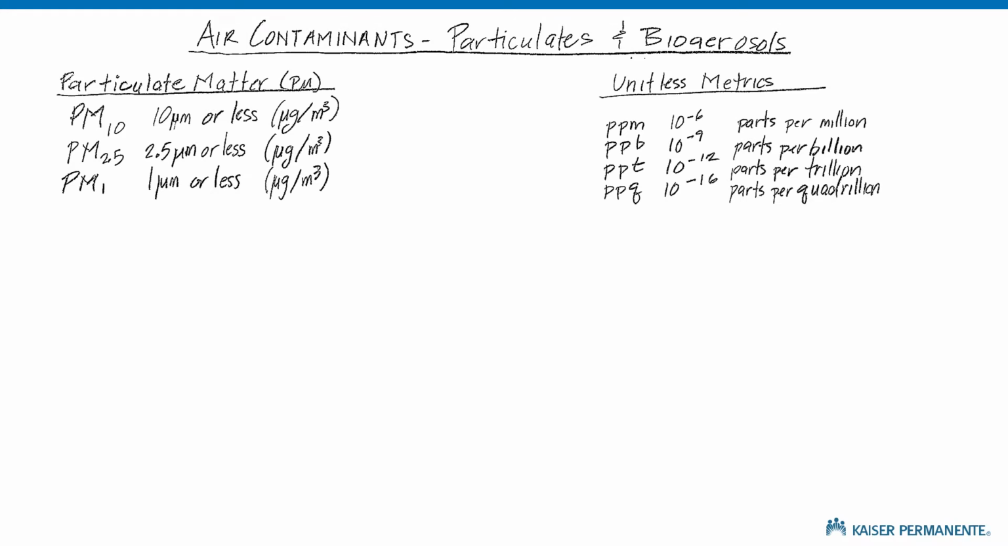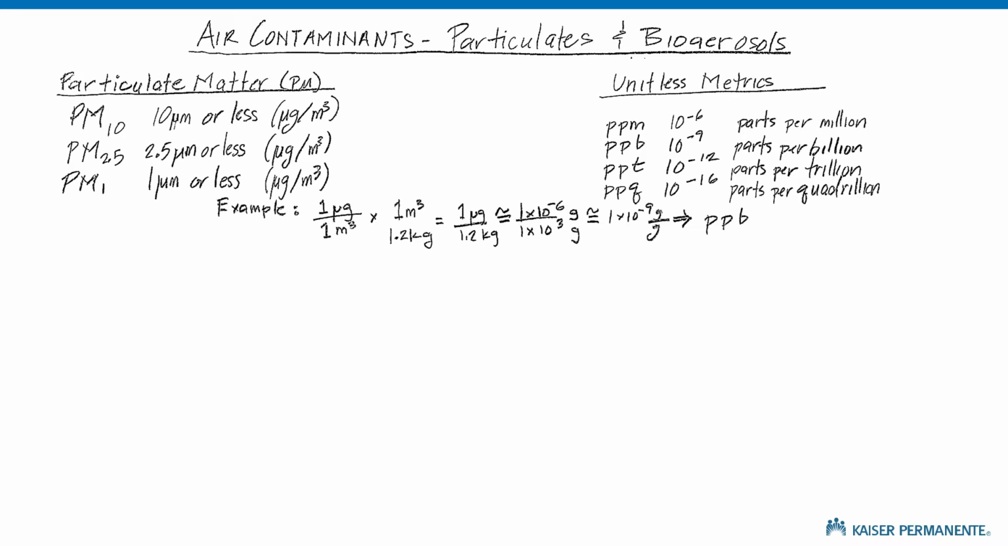Then we have gas contaminants like CO2 or oxygen, O2, or volatile organic compounds. Typically we use these unitless metrics. 1 part per million is one contaminant part for every 10 to the 6 units of air, or 10 to the minus 6. 1 part per billion is 10 to the minus 9. 1 part per trillion, 10 to the minus 12. 1 part per quadrillion, 10 to the minus 15. 1 part per billion, by the way, is 1 teardrop in an Olympic-sized swimming pool. And then 1 part per trillion is 1 teardrop in 1,000 Olympic-sized swimming pools.